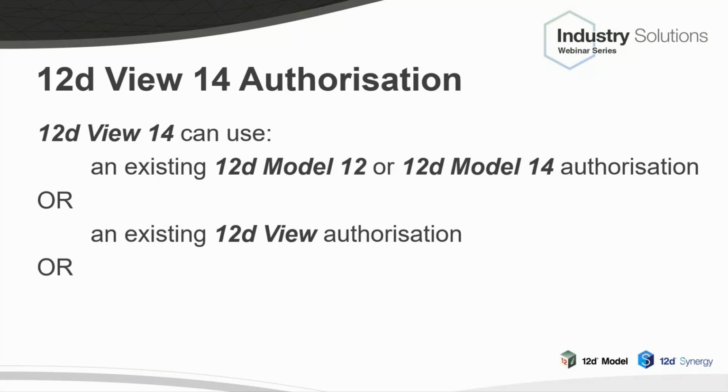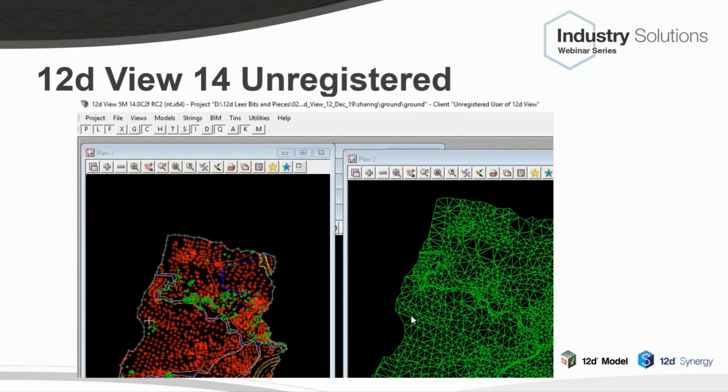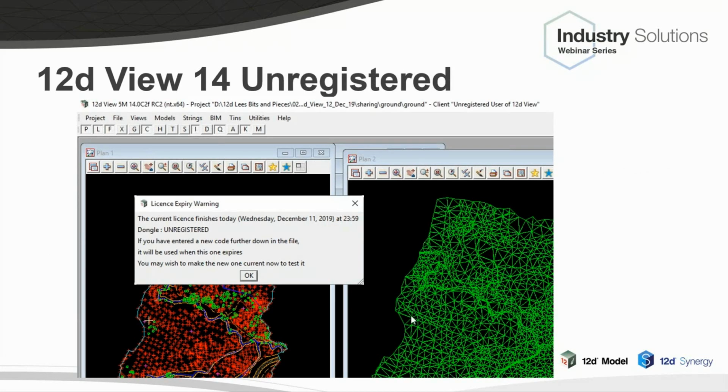But the other thing that is important, you should know that it actually can run unregistered. So even if you don't have a 12D Model registration or a 12D View authorization, you can run it unregistered. What happens in that case is it'll fire up, and when you open a project, you'll get a message, basically a license warning saying that the current file is unregistered, it's only going for today, and so on. That's to let you know that you've got an unregistered version.